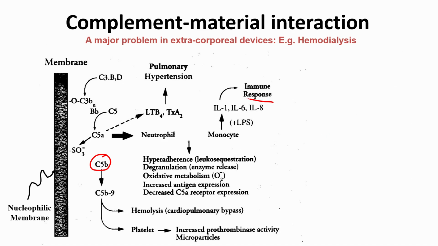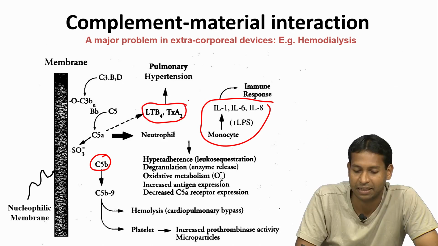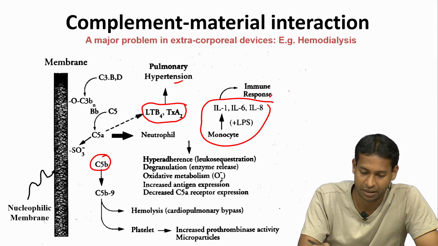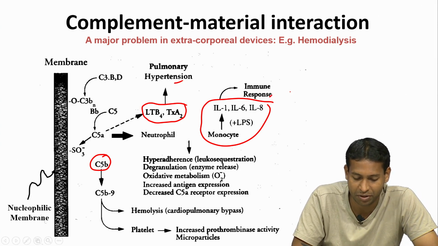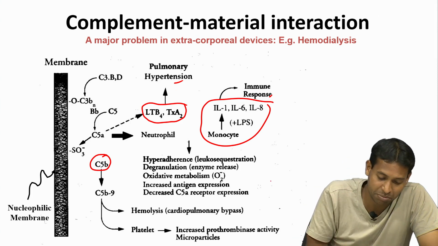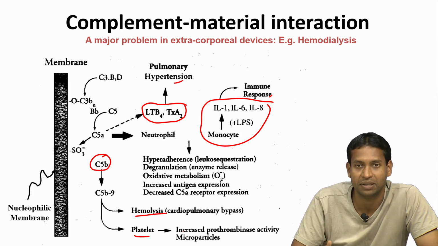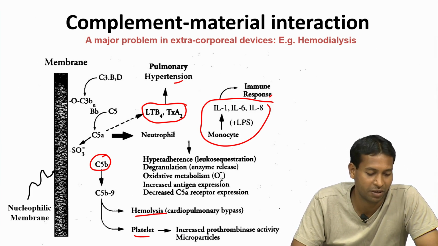Upregulation of several cytokines, and upregulation of several other lipid-based molecules, can result in pulmonary hypertension or an increased immune response. Eventually this may also cause hemolysis and platelets coming in, and we are going to talk about that in a few slides from now.